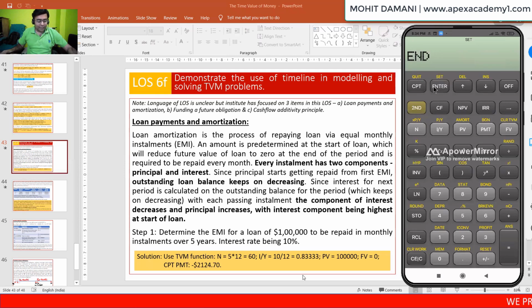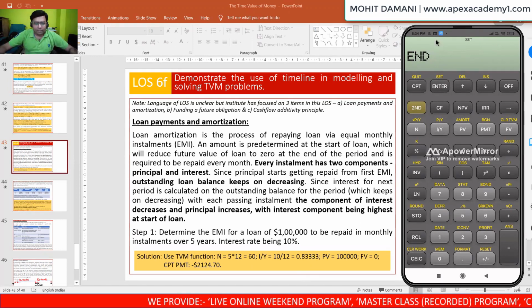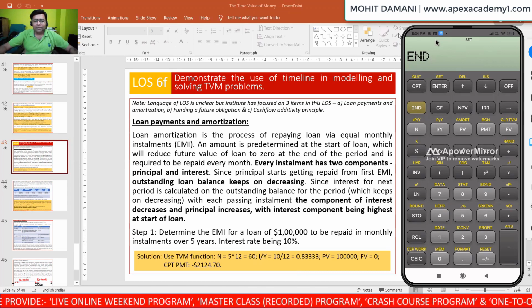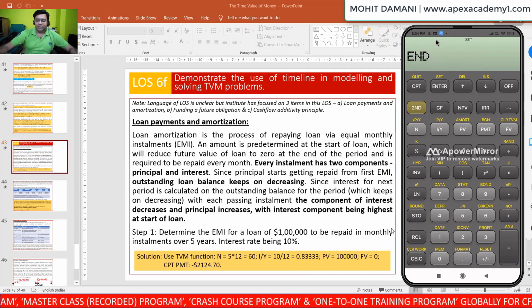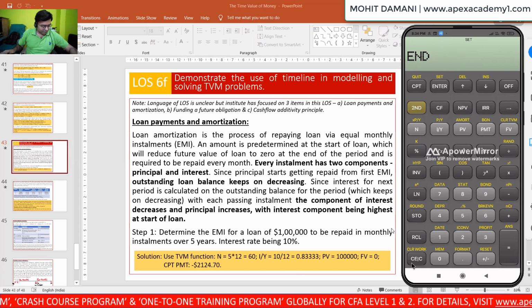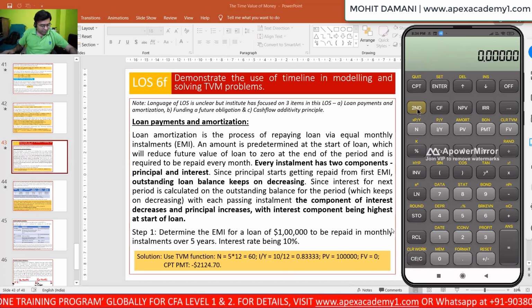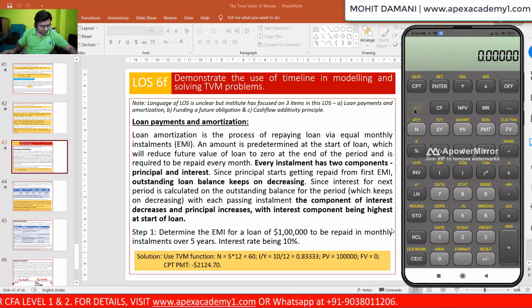Second BGN, second set. In this way only you end that. Now see, the BGN is deactivated. Yeah, thank you, Novin, it was activated. Let me press second clear TVM.